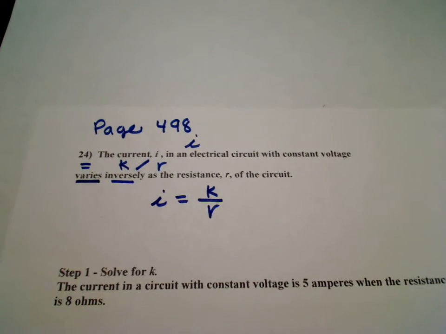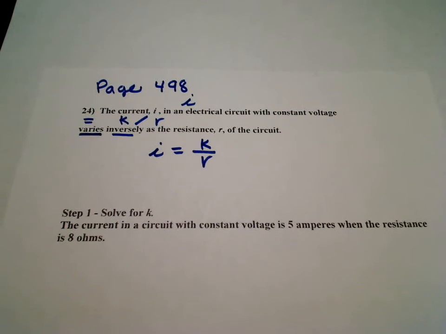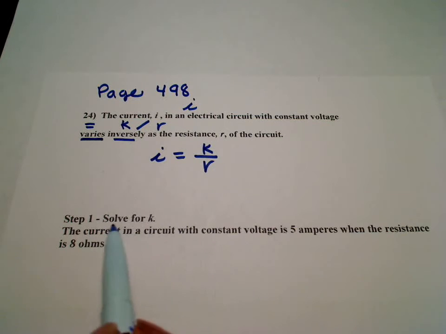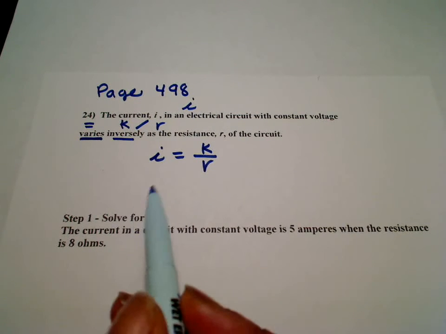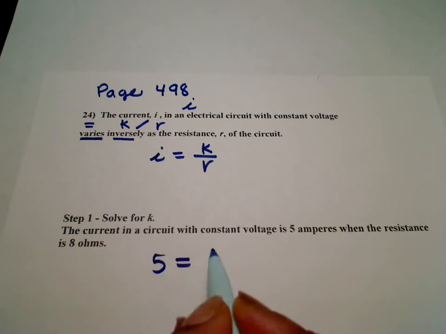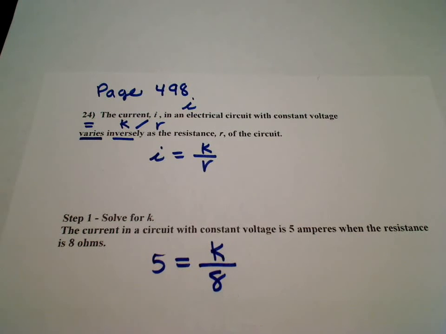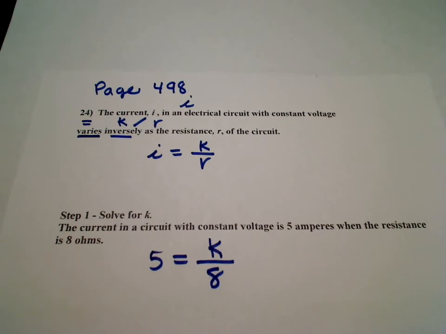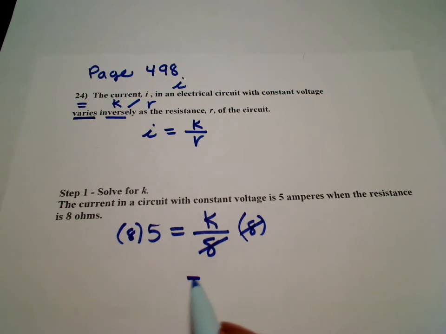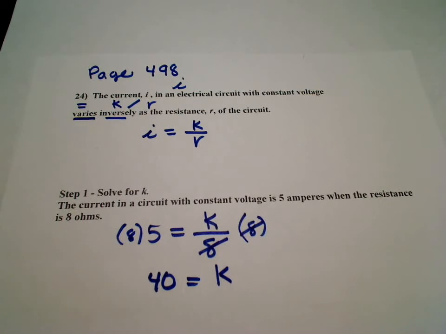Now let's begin to go on to step number 2. Here, always in step number 1, we're always trying to solve for K. So let's go now and solve for K. To solve for K, I'm going to have the I and the R, and that's exactly what they gave us. So what I have then is 5 is equal to K over 8. Now solve for K by multiplying both sides by 8. The 8 cancels out. Now I have my constant of 40.